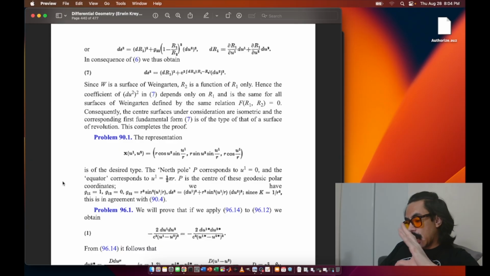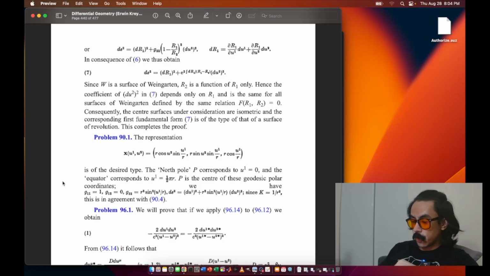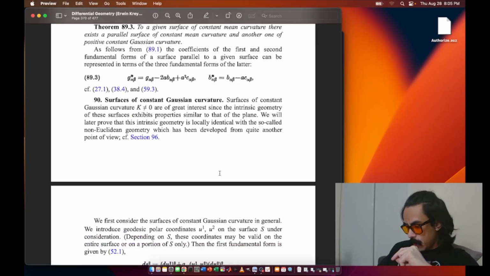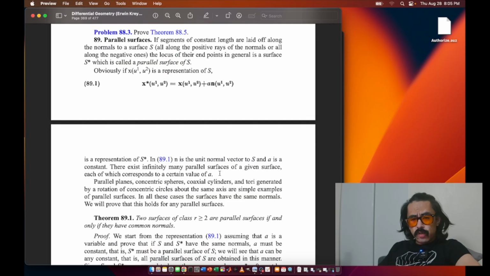Okay, so since capital W is a surface of Weingarten, then R2 is a function of R1 only. Hence, the coefficient of the square of du2 in what I just read above in line 7 depends only on R1 and is the same for all surfaces of Weingarten defined by the same relation, function capital F in terms of R1 and R2 equals 0. Consequently, the center surfaces under consideration are isometric, and the corresponding first fundamental form given by line 7 is of the type of that of a surface of revolution. This completes the proof.